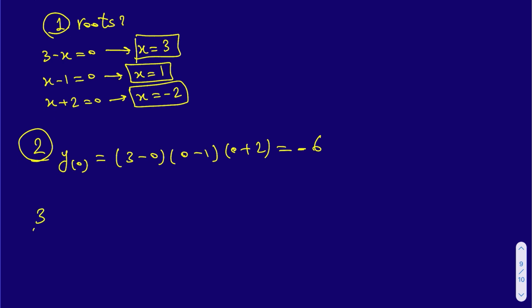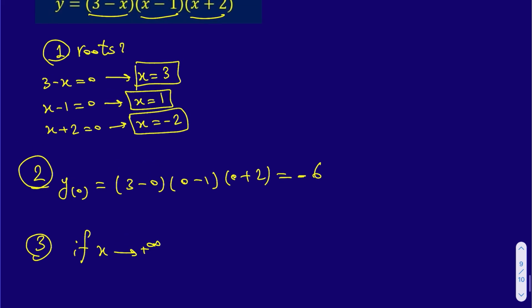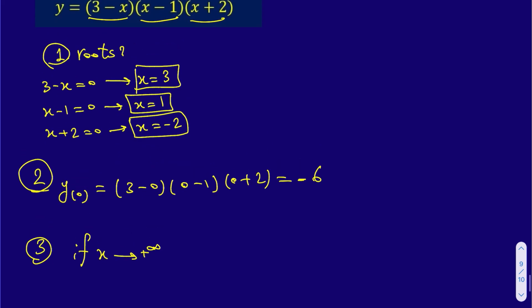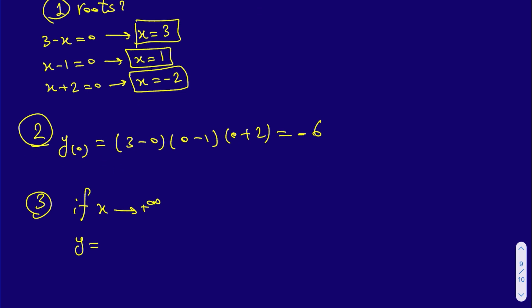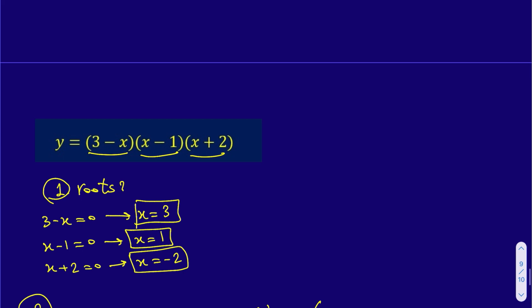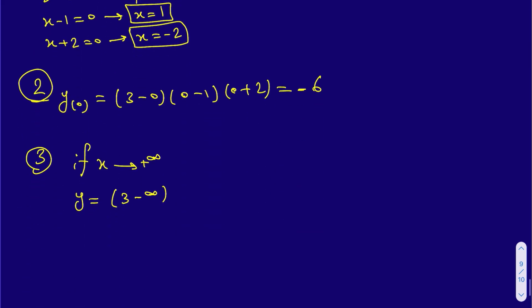I need to make sure if the curve is shape number 1 or shape number 2. In order to do so, we need to say if x approaches positive infinity, what will happen to y? Then I need to write the equation again here. y will be equal to 3 minus infinity. Okay, instead of x, I just put infinity here, times infinity minus 1, times positive infinity plus 2.